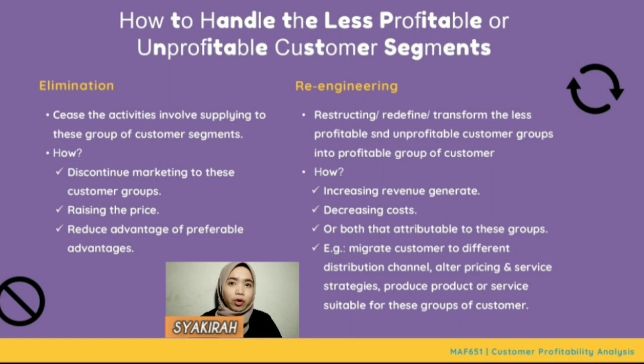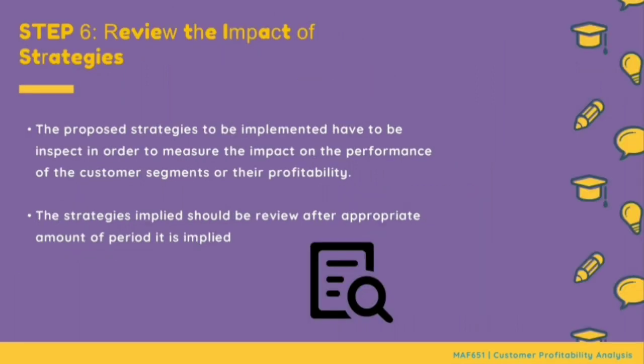Next is re-engineering, which is restructuring, redefining, or transforming the less profitable and unprofitable group segments into profitable customer segments. How do we do this? By increasing revenue generated, or reducing costs, or both, that is attributable to these groups. For example, we migrate this group of segments into a different distribution channel, or we alter pricing and service strategy, or produce products or services that are suitable for this group of customers.